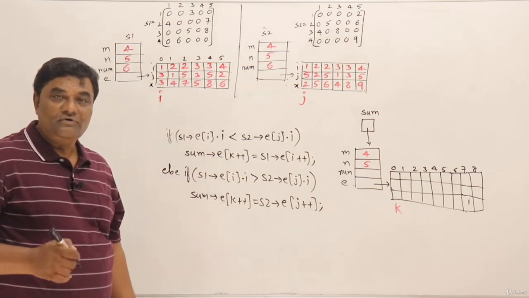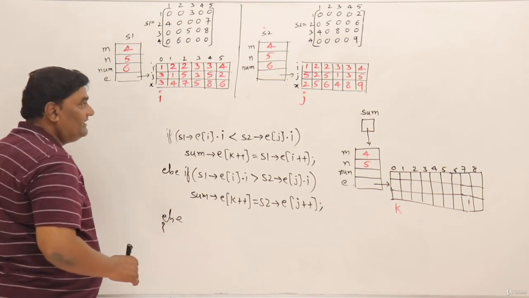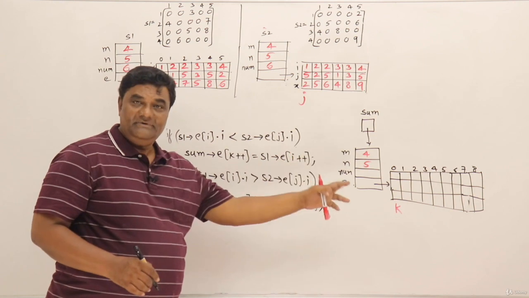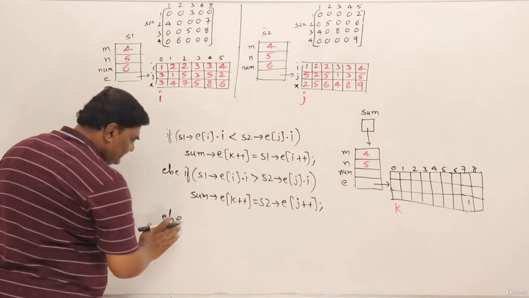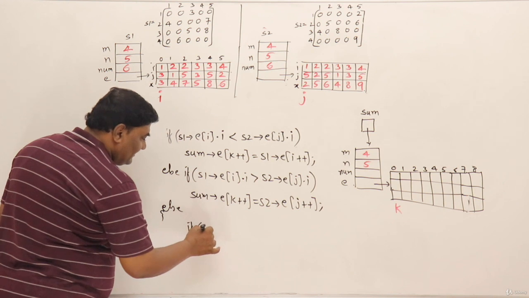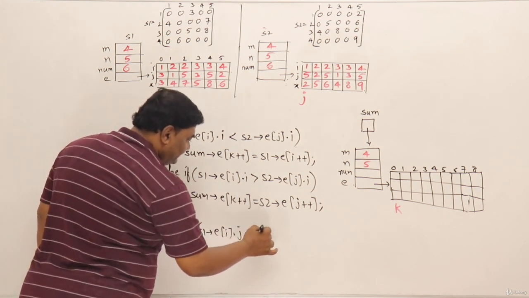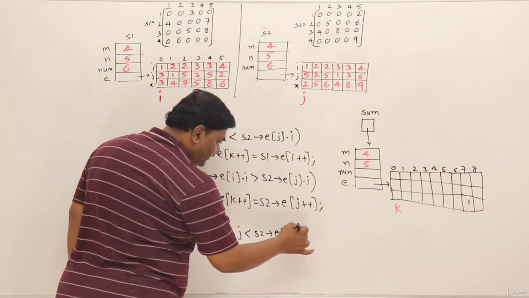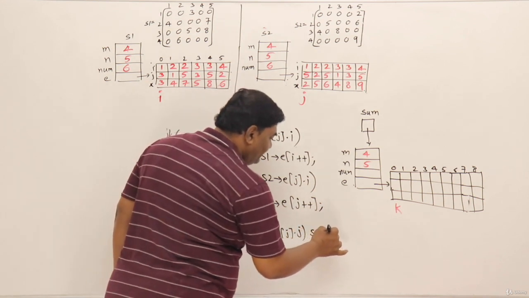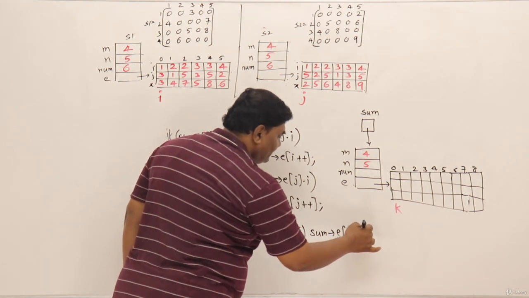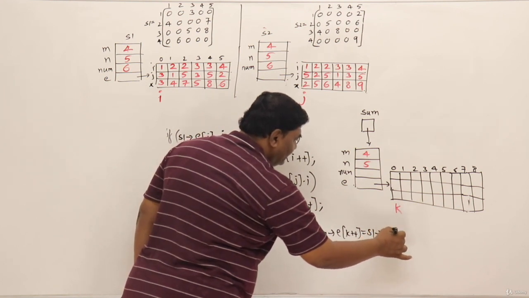If both are equal, then what? Check column. So this comes as else part. Else, now check column numbers. If this one's column is small, copy that one. If that one's column is small, copy that one. Otherwise, add them. So I have to continue the logic here. If S1's E of i dot j is smaller than S2's E of j's column, then copy this element first. So I will continue in the same line. So copy in sum's E of k plus plus, S1's E of i plus plus.